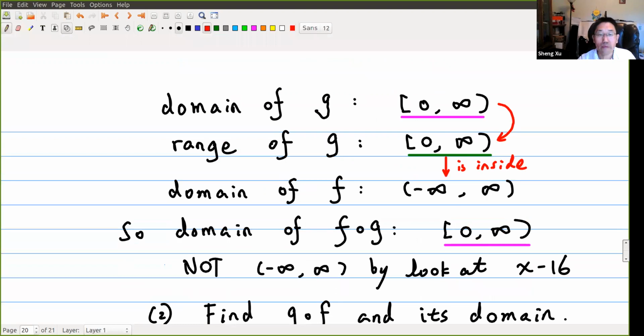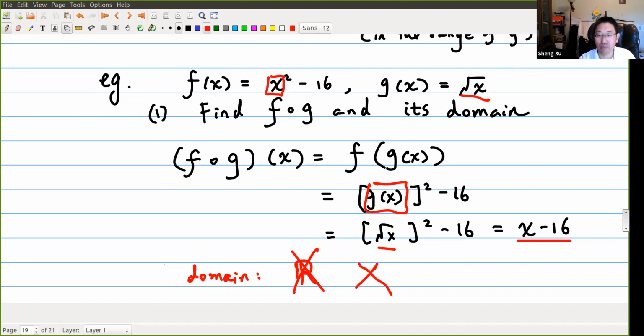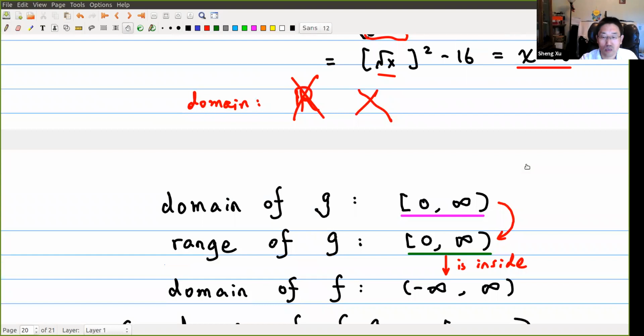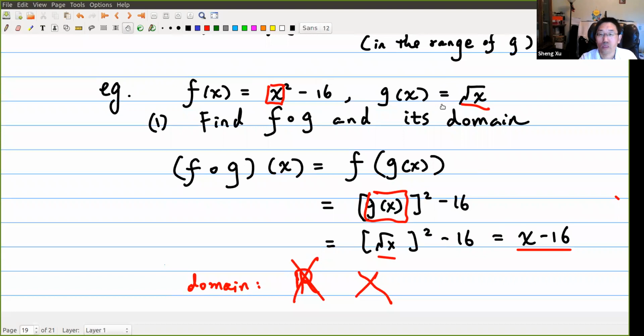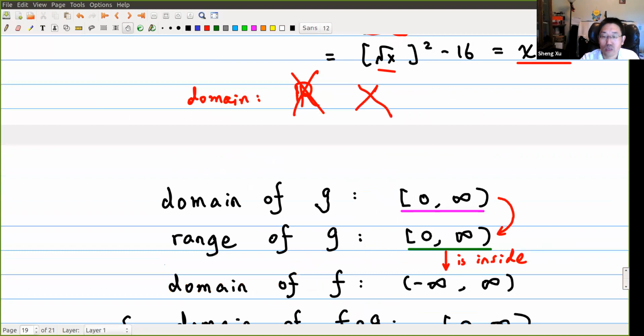So look at these three functions here: f, g, and the composite of f and g. f(x) is x squared minus 16. What's the domain of f(x)? We know x can be anything, so the domain of f is from negative infinity to positive infinity. But what is the domain of g? x cannot be negative, so the domain of g is from zero to infinity, including zero. For this domain of g, what's the output? The output here is zero to infinity, because the square root of any non-negative number is also non-negative. So the range of g is zero to infinity.